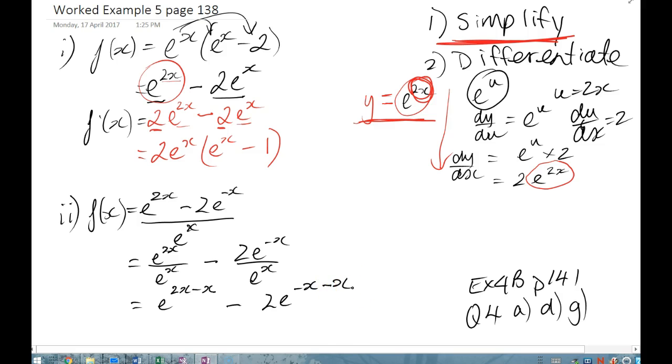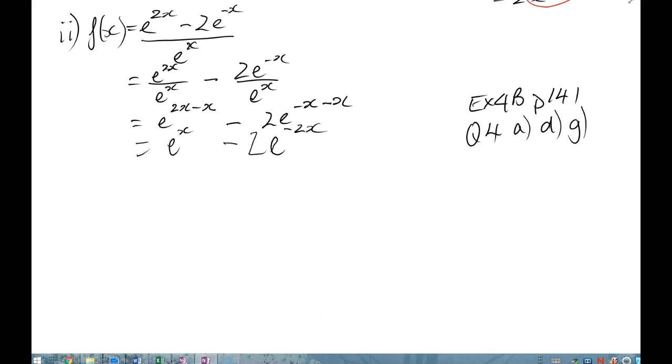Okay, so when I am dividing, then I am subtracting my indices. So then when I tidy this up, 2x minus x is just x, so that's e to the x. And what have I got over here? That 2 will stay there. Negative x minus another x, so I end up with e to the negative 2x. Okay, so we've ended up with e to the x minus 2e to the negative 2x. So that's just the simplification part, okay?